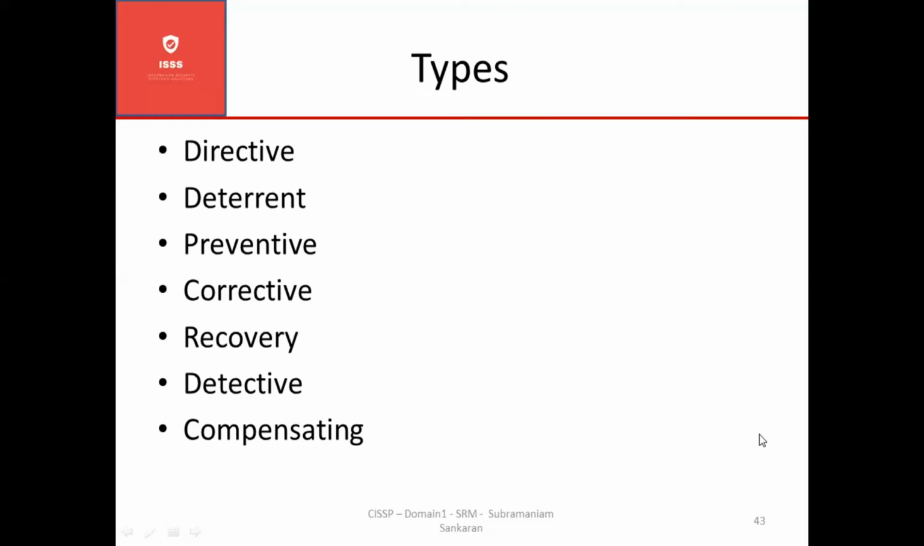Now, what is the directive and compensating? Directive is in no way involved in your operations, but to ensure that a similar incident will not occur again. So we need to have directive control. In fact, when we discuss the Saltzer and Schroeder principles, we will also discuss compromise recording as one of the recommendations or one of the principles from Saltzer and Schroeder.